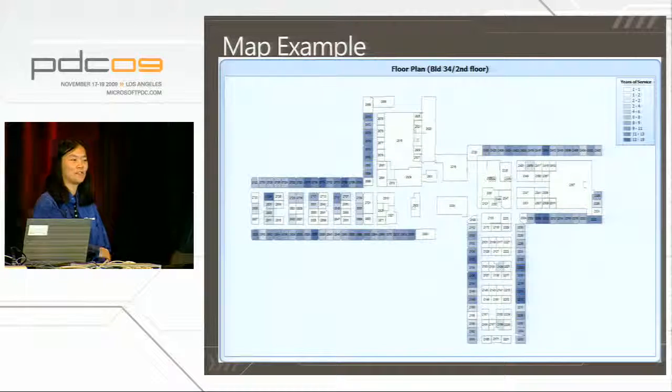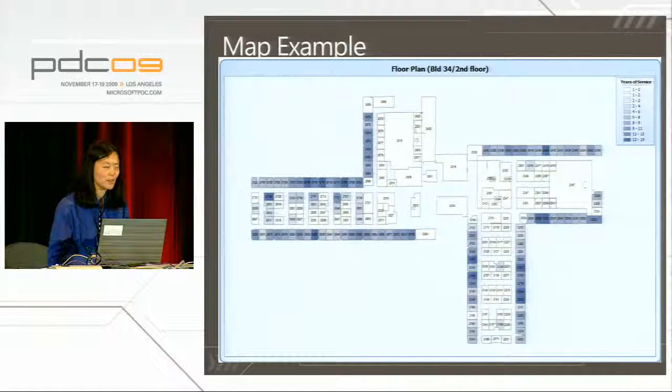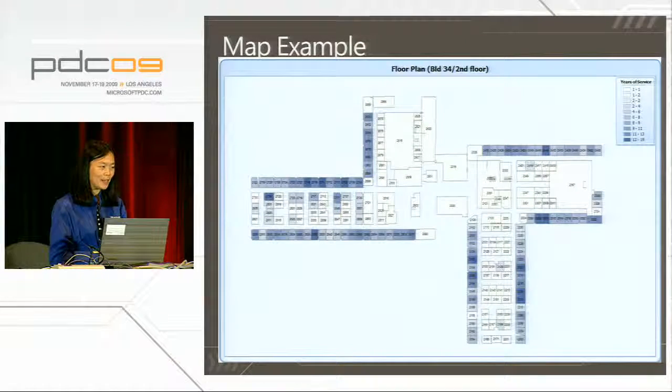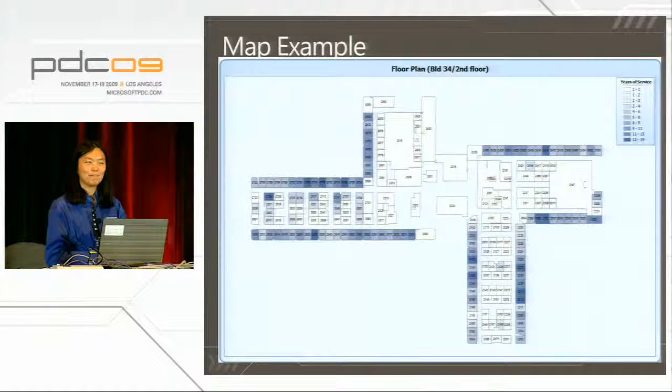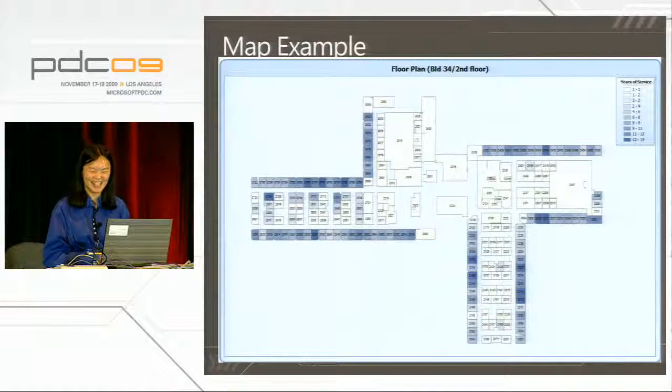Another thing of interest is it's not just about geography. You can also do geometry shapes in SQL spatial. This is actually our building floor map in Building 34 where we work. The color means how many years you have been at Microsoft. As you can see, the people who haven't been with Microsoft that long are on the inside offices.